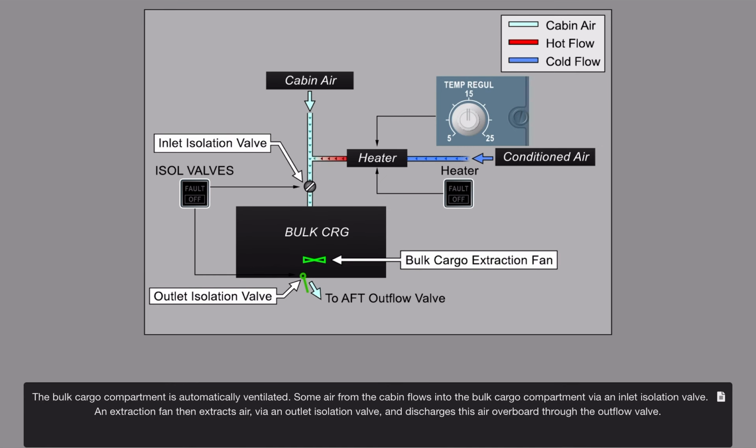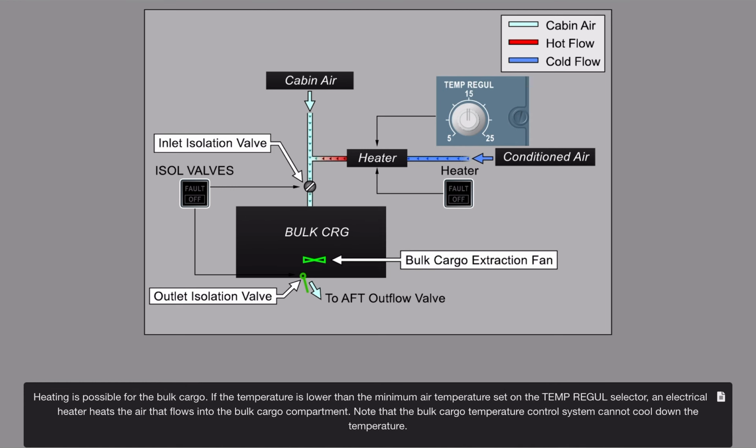The bulk cargo compartment is automatically ventilated. Some air from the cabin flows into the bulk cargo compartment via an inlet isolation valve. An extraction fan then extracts air via an outlet isolation valve and discharges this air overboard through the outflow valve. Heating is possible for the bulk cargo. If the temperature is lower than the minimum air temperature set on the temperature regulator selector, an electrical heater heats the air that flows into the bulk cargo compartment. Note that the bulk cargo temperature control system cannot cool down the temperature.